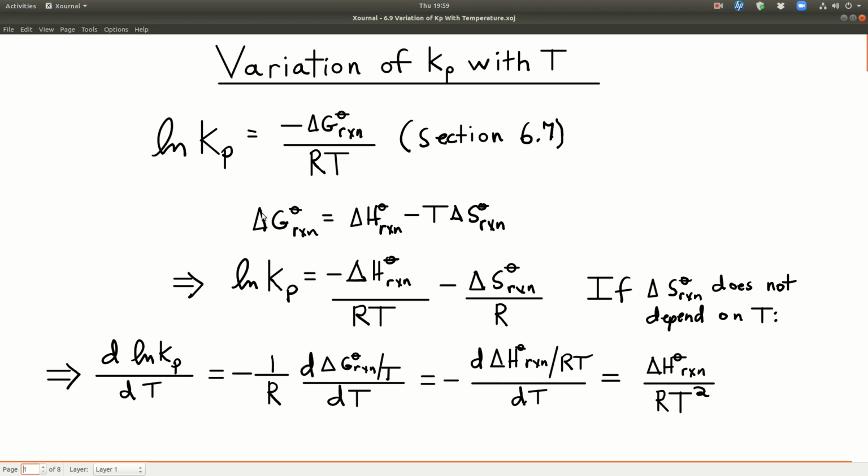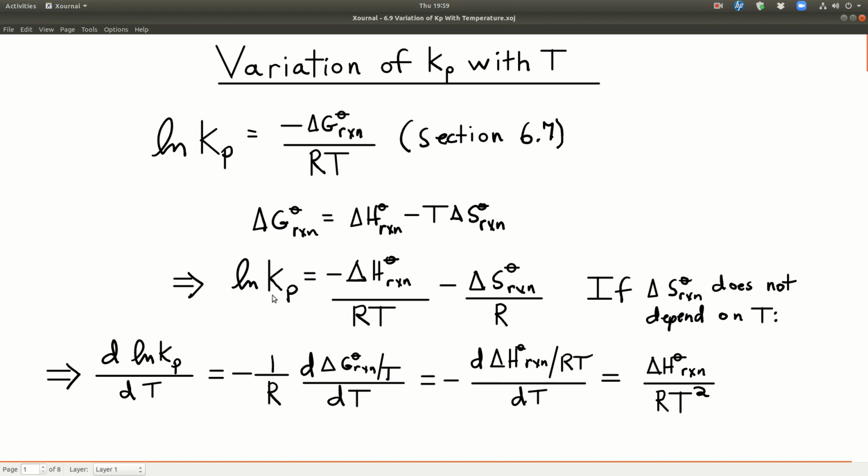So if we substitute this for delta G up here, we can write this as natural log of Kp is negative delta H of reaction over RT minus delta S over R. See, this T here canceled with one of these T's right here. Now we can differentiate this to give us the dependence on temperature. If we take how ln of Kp changes with temperature, that's d ln Kp dT.